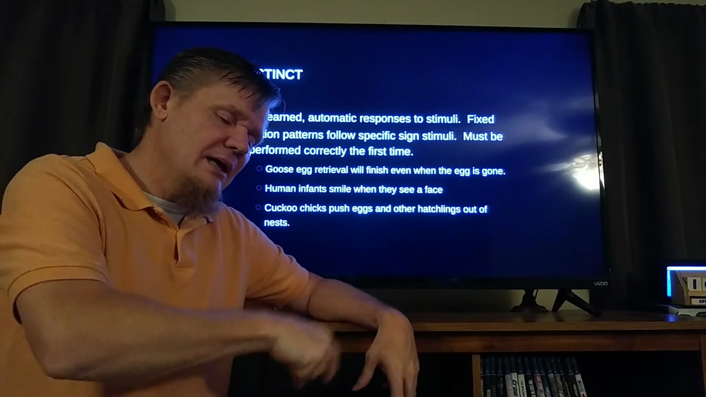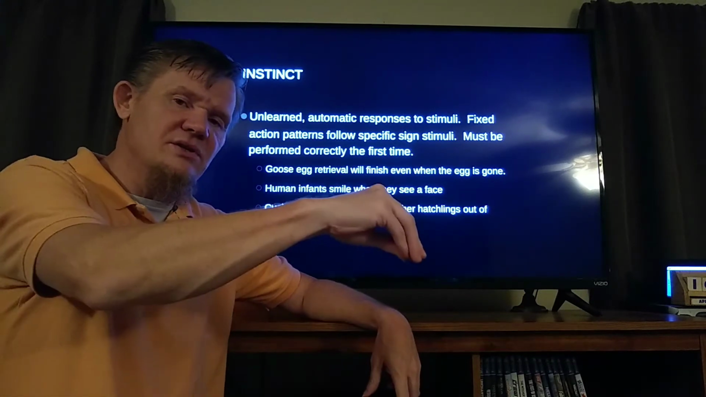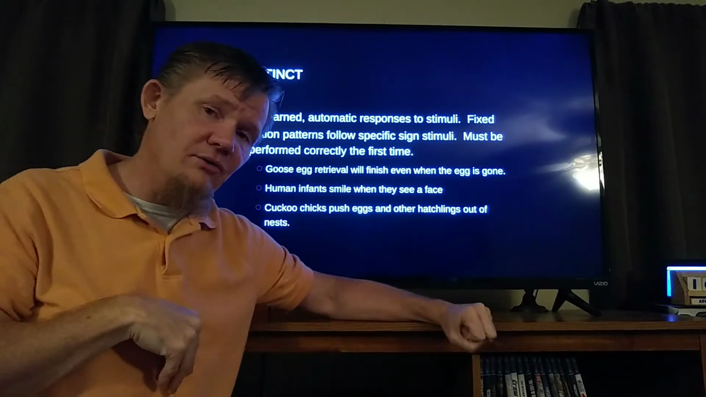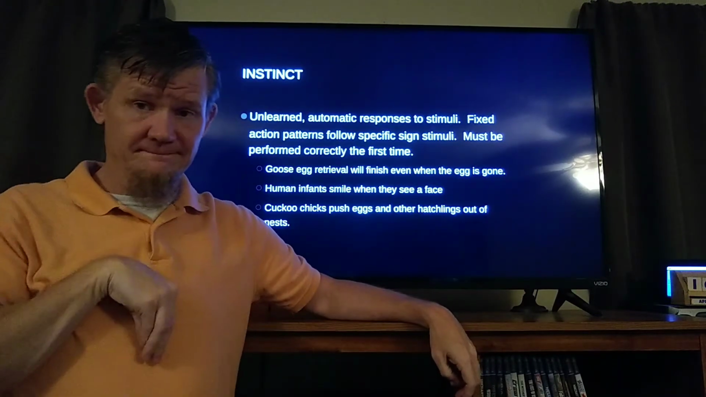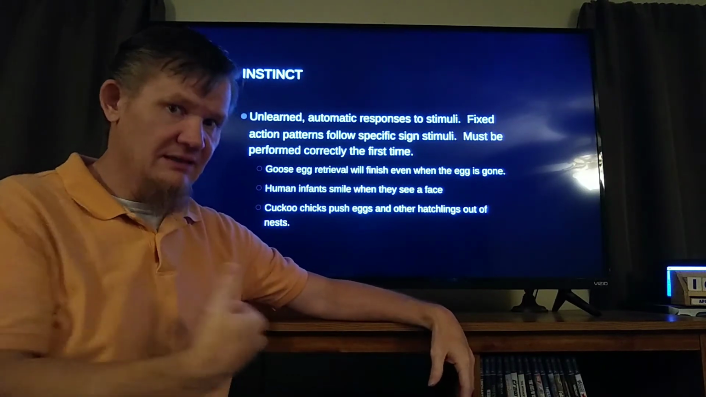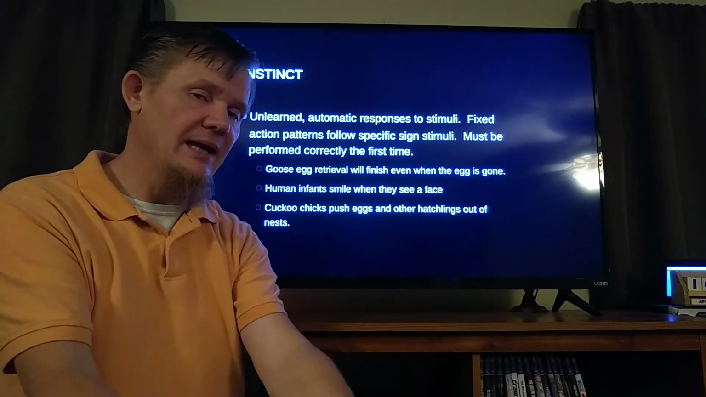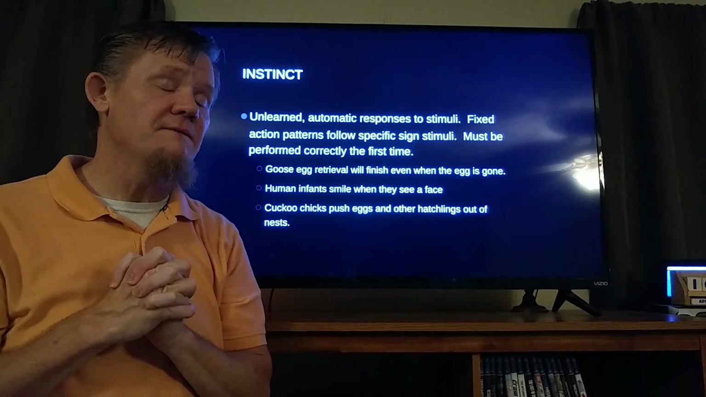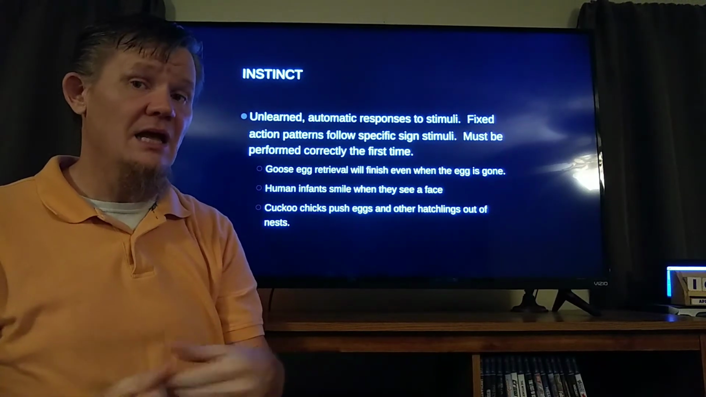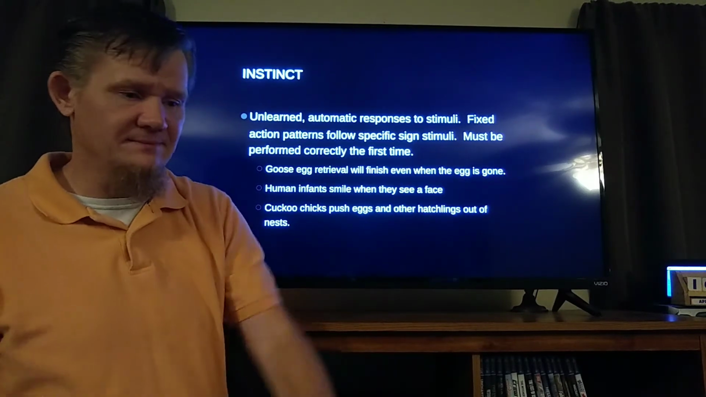If you were to take an egg and put it out of the nest, and as soon as the mom starts to do that fixed action pattern, if you were to reach in and snatch the egg out, she will complete the motion. She can't stop. It is a fixed action pattern. It is instinctual. Once she gets the sign stimulus, I see an egg out of the nest, she will do the fixed action pattern, the instinctual move of bringing the egg back in. And once the egg is gone, she's going to complete the action because it's fixed.